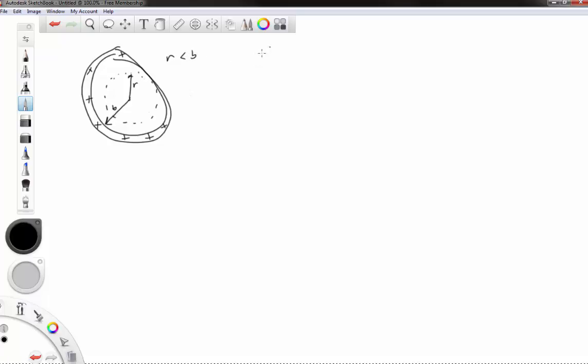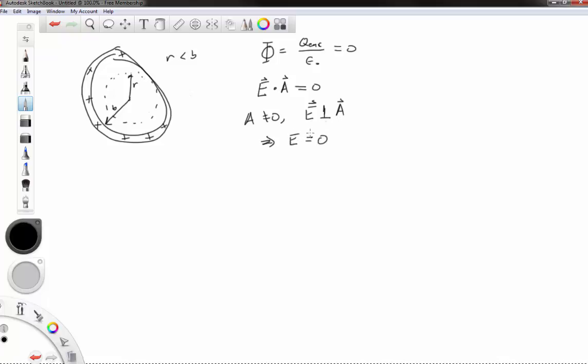Okay, so the total flux has to be the charge enclosed divided by epsilon naught, and so that's 0. But the total flux should be E dot A. And so if this is 0 and we pick an arbitrary surface, A is not 0, so we must say that E is perpendicular to the A vector, which means tangent to this surface at any point. Therefore, it follows that the electric field value is 0 inside of this conducting shell.